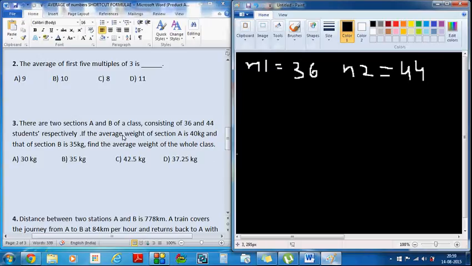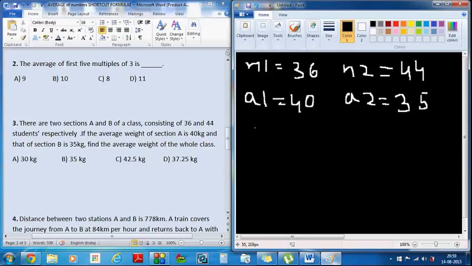The average weight of section A is 40 kg. Average weight of section A means A1 equals 40, and section B is 35 kg. So the average weight of section B is 35, so A2 equals 35. So what will be the average weight of the whole class?